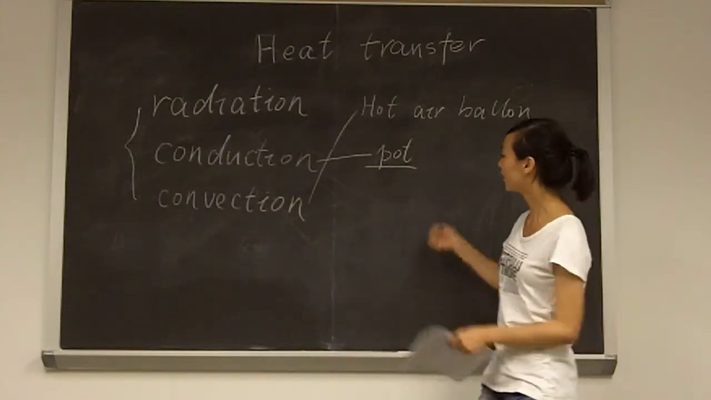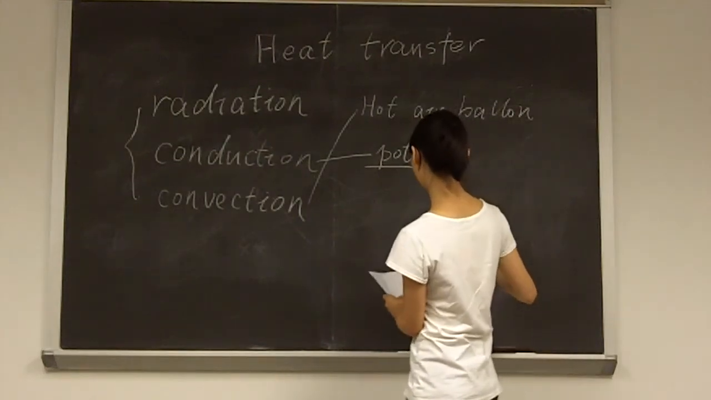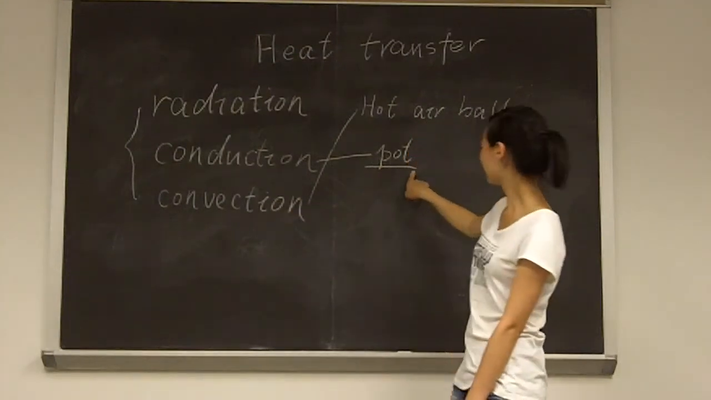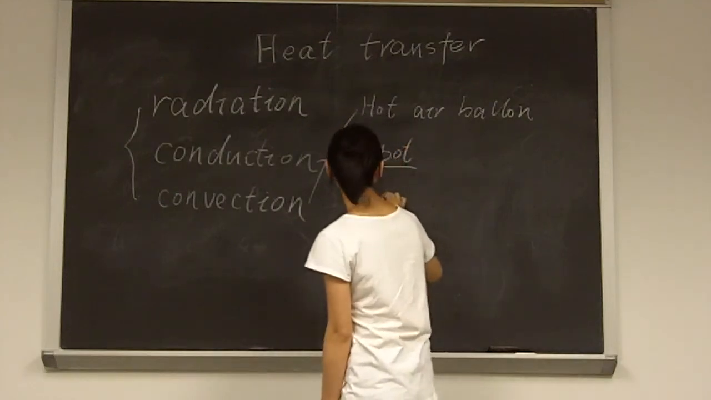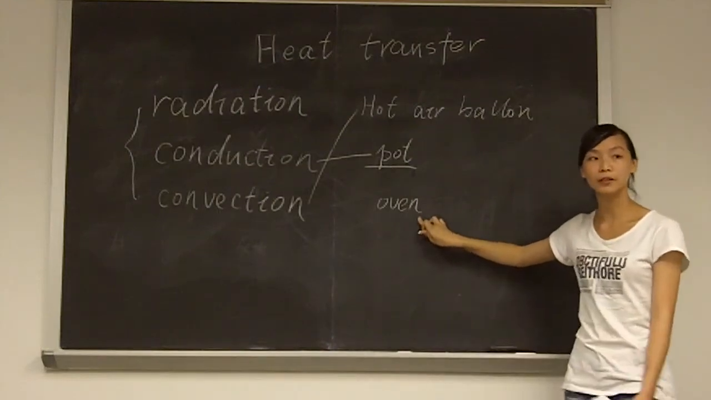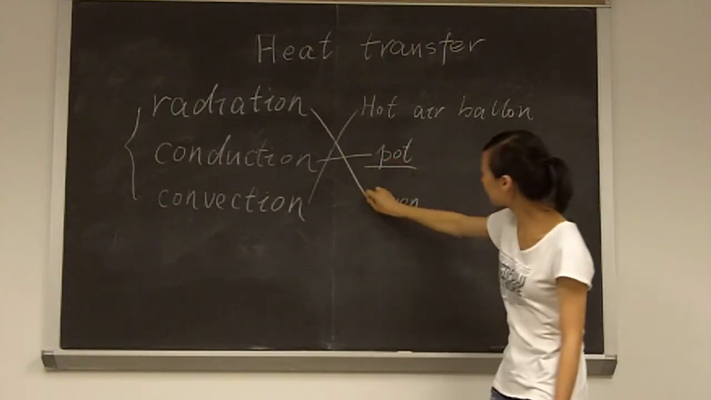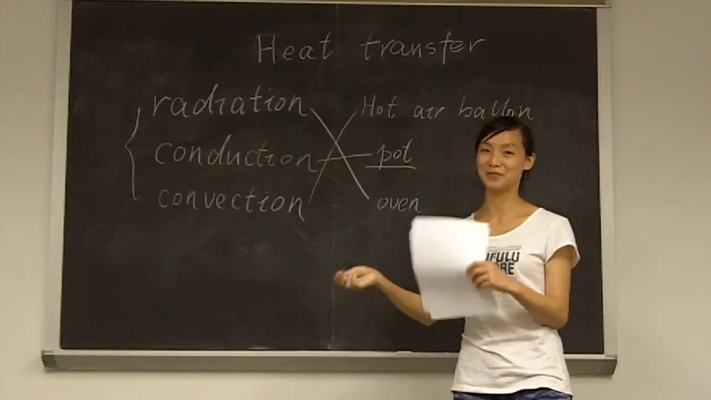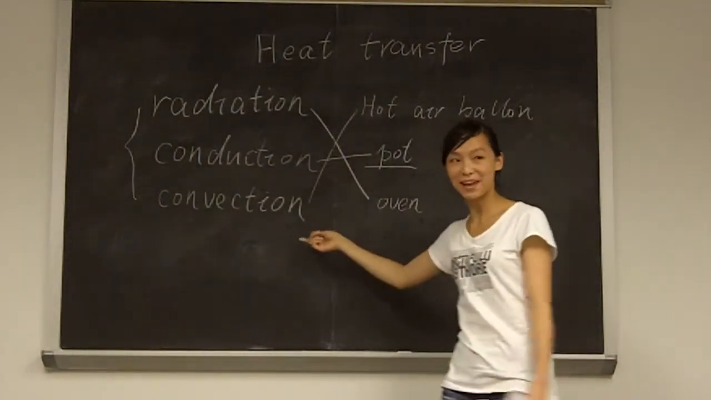So, there is another example. How about the microwave oven? Radiation. So I think you have got the brief definitions of these three kinds. Do you have any questions?